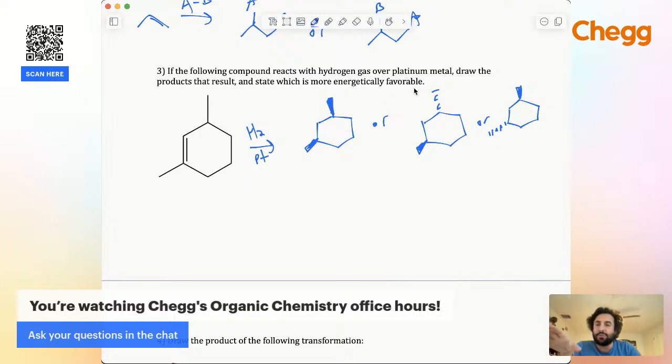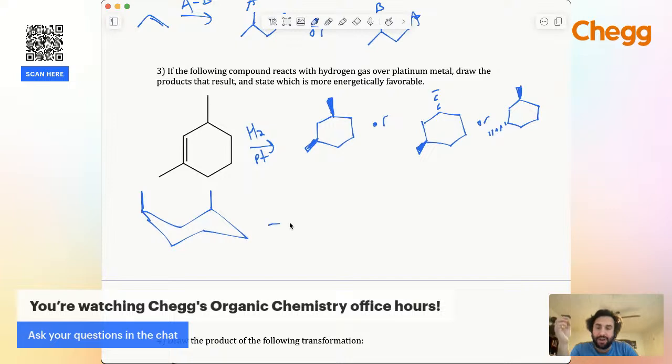But then the question asks, which is more energetically favorable? So what does that mean? Well, we have a cyclohexane derivative, and if we're talking about stability, we have to look at this in the appropriate conformation. We have to draw some chairs. So let's draw a chair for the cis isomer. There's only one cis isomer. Let's say this methyl is up, so let's put that up axial. Then we go two clockwise, and we have another one up, and that's axial.